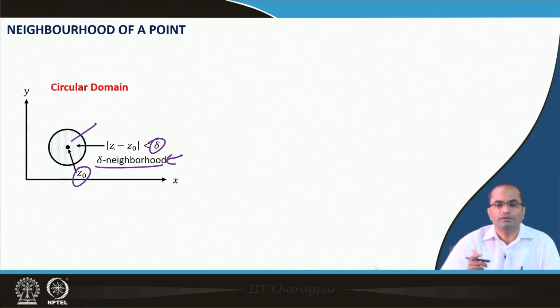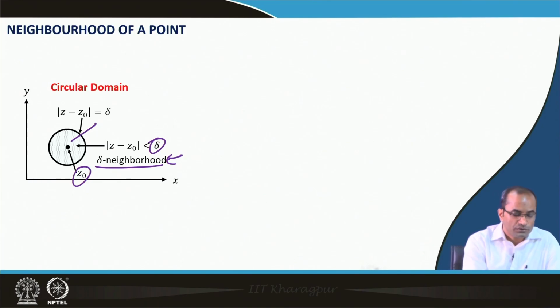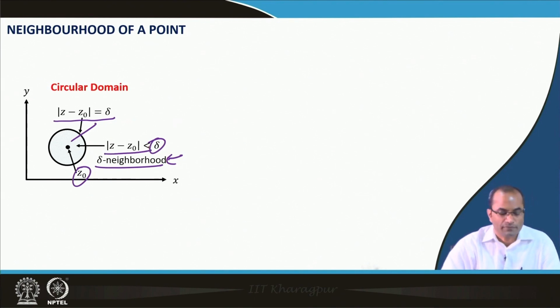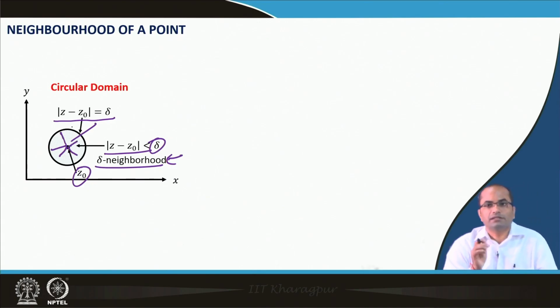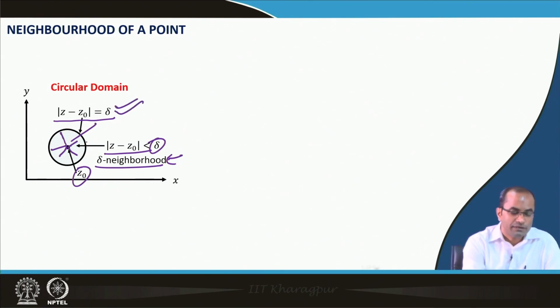Usually we talk about a very small number delta which defines the neighborhood of this point. So, on this boundary, the modulus of z minus z0 is equal to delta, and the inner part is the modulus of z minus z0 less than delta, because the distance to any point inside it is less than delta. When we are on the boundary this distance is equal to delta. Therefore, this defines the boundary, the circle modulus of z minus z0 equal to delta.